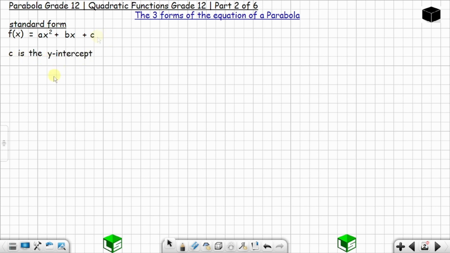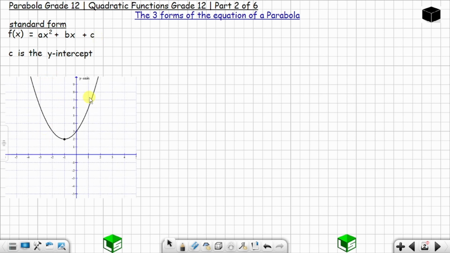For example, let's say you are given this parabola, and you can see the parabola is cutting the y-axis at that point, which is 3. Can you see that point there? So this is your c. C is telling you where the parabola is cutting the y-axis. So c will be equal to 3 in this example.